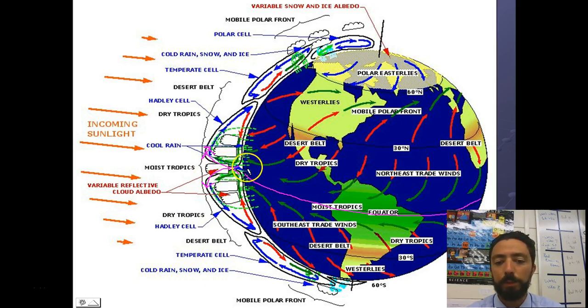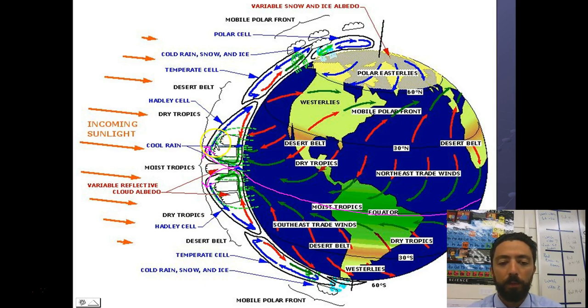As it cools down, it precipitates out. And so these little green lines here are showing rain. And we get a lot more rain at the equator because that warm, moist air is rising up. And as it rises, it cools and it has to precipitate out, right? Cold air can't hold as much water vapor in it as warm air.